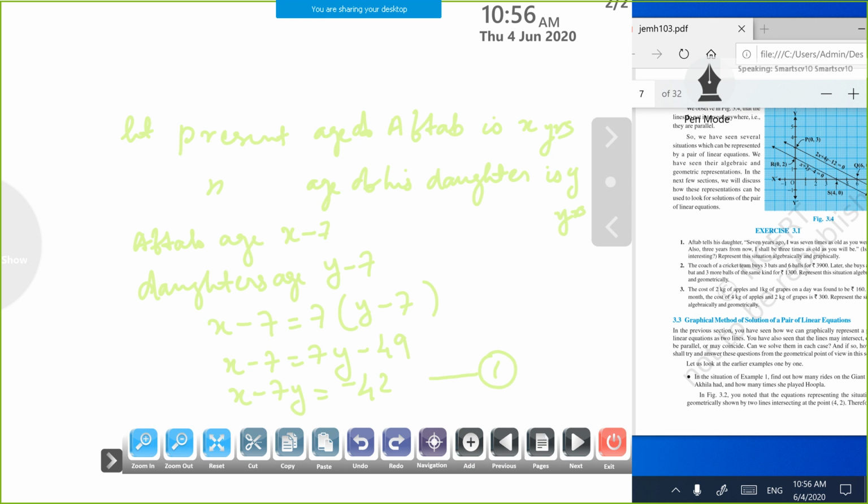We suppose that the present ages are x years and y years. Aftab's age 7 years ago is x minus 7 and his daughter's is y minus 7. Then according to the given data, 7 years ago I was 7 times as old as you. That means x minus 7 is equal to 7 into y minus 7. Open the bracket: 7y minus 49. That is x minus 7y is equal to minus 42. Clear? That is our first equation.